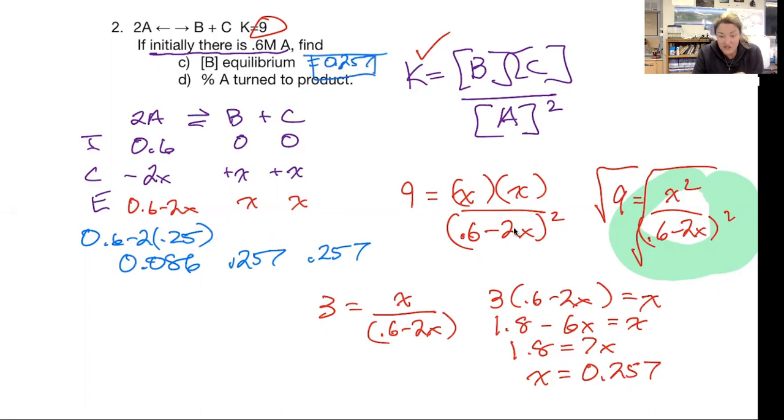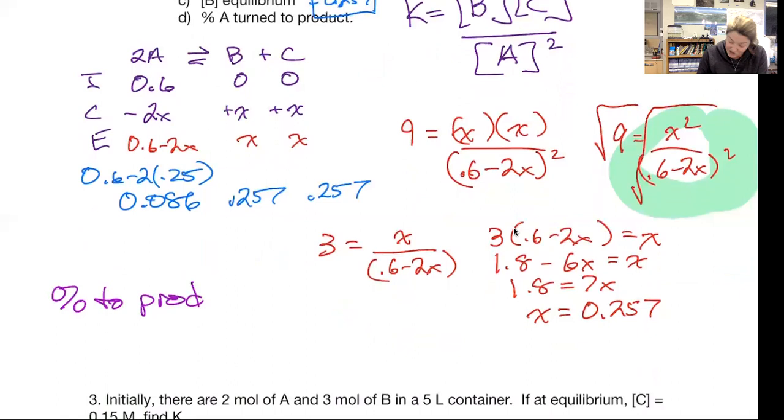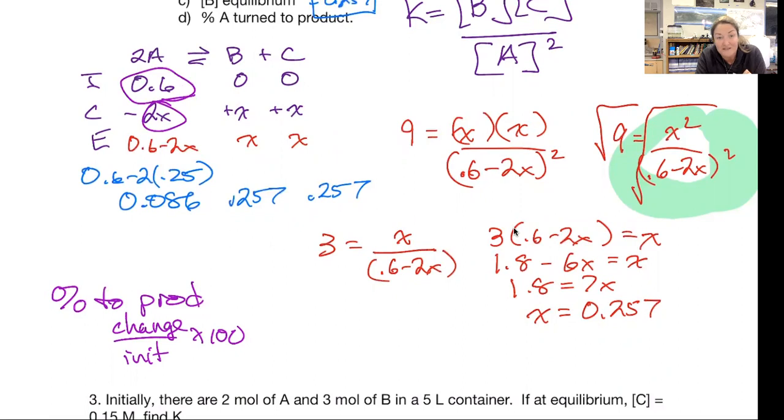And then the other part of the question, the percent A turned to product. For percent turned to product, it is always going to be done as the change over the initial times 100. This is my change, which is 2x. This is my initial, which was 0.6. I'm going to ignore the negative sign because it's always going to be a change of disappearing reactant turned into product if I'm asking you this type of question.